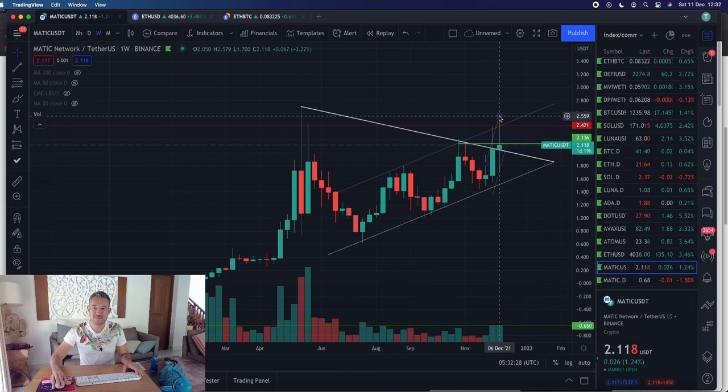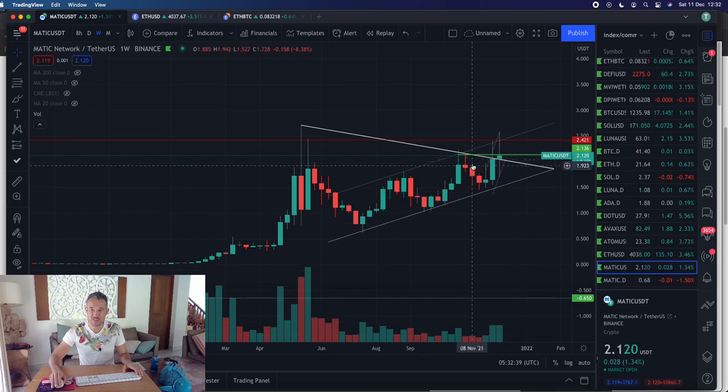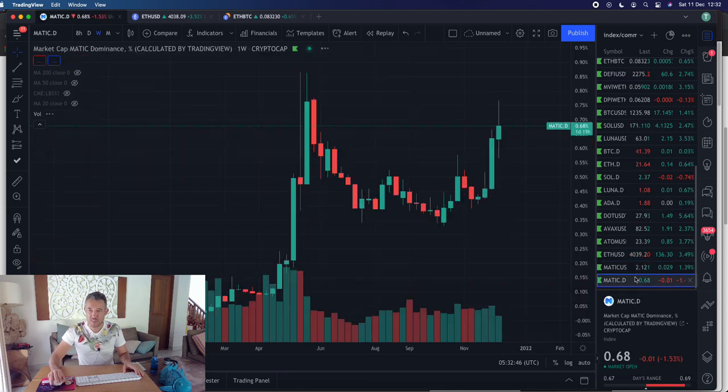But it did put in, almost, it broke last week's high. I feel like this lower trend line has been very supportive. I think Matic is looking really quite strong. If the market overall turns bullish, then Matic could easily pop for me. And Matic's dominance at 0.7% of the total market, up for the week.